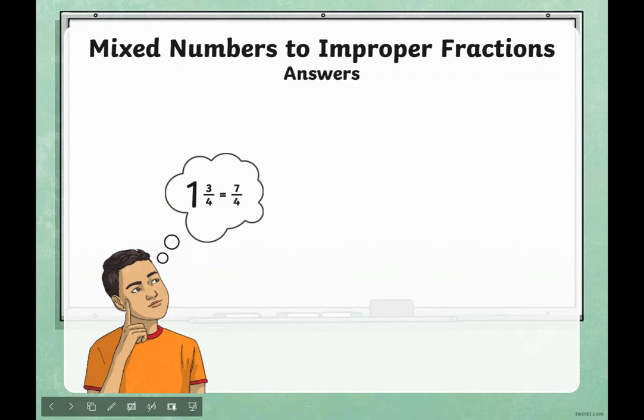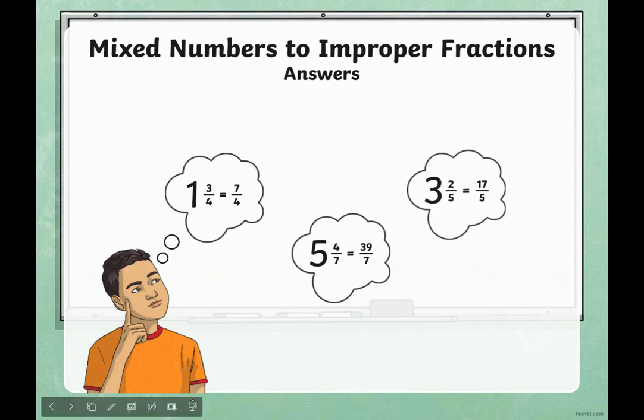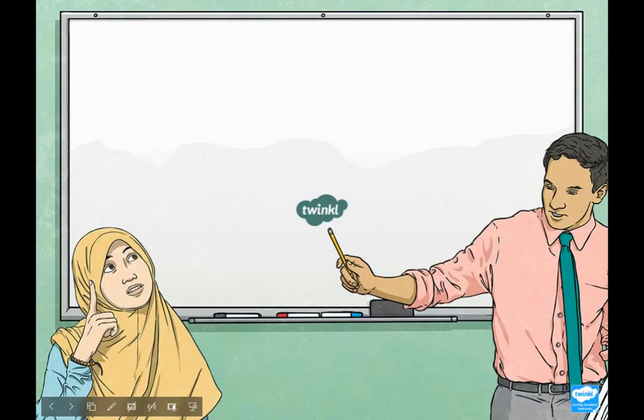All right, let's see. 7 over 4. 39 over 7, right? We multiplied our 1 by our 4 plus our 3 to get 7 on top. Note the denominator does not change. 5 times 7 is 35 plus the 4 is 39. Denominator remains the same. Same instance here. 3 times 5 is 15 plus 2 is 17 over 5. Denominator stays the same. And that's all.